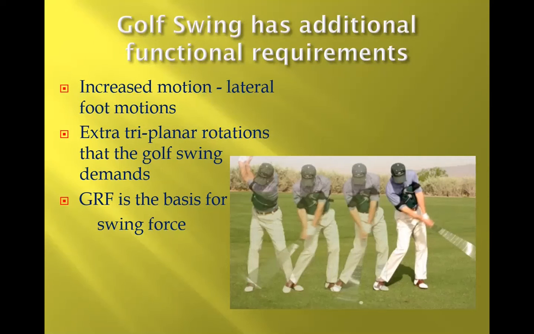So the transfer of weight from the right foot to the left foot in a right-handed golfer, or the left foot to the right foot in a left-handed golfer, that transition is called lateral motion, and it's transferring the weight from one foot to another. So that's different than normal linear gait.